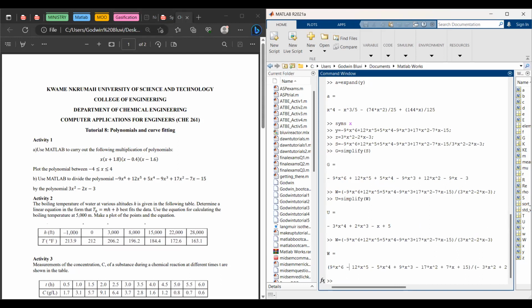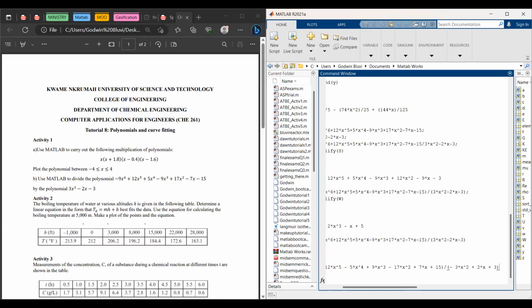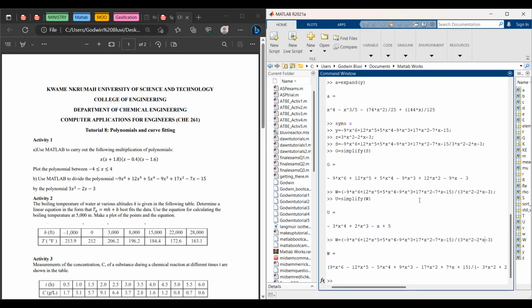Sorry. It just gave the answer like this. Just give it as an expression. You see, it didn't simplify anything. That's what it will do.